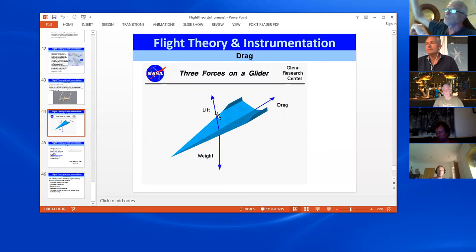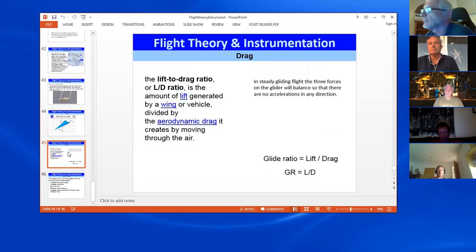So yes, you might be falling all the time, but you're falling at a constant speed. So even though you're dropping, you are in equilibrium. The forces are balanced. Just make sure you understand that the forces are balanced, and lift to drag then determines your glide angle.